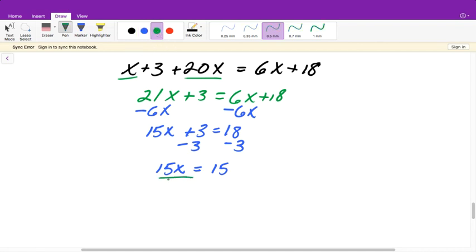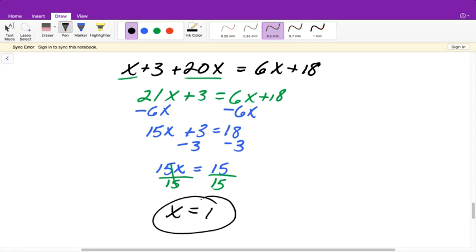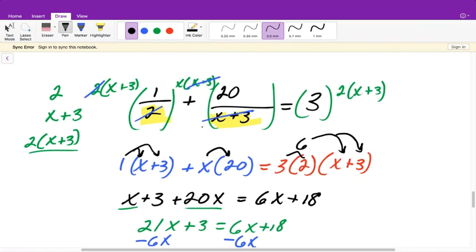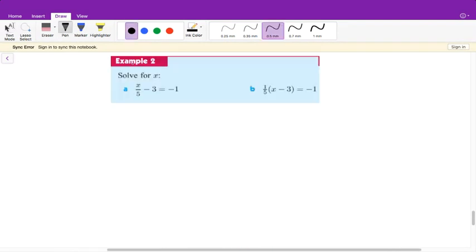And then we divide each side by 15 to isolate our x. We're doing our inverse operations. So that then gives me that x is equal to 1. All right, and if you want to check your work, you can plug it back into the original equation. All right, we have one more question, and then we're done with this section. Actually, I'm going to go through both of these.